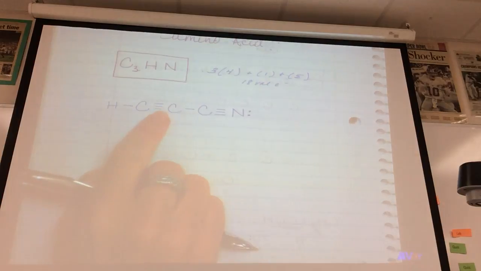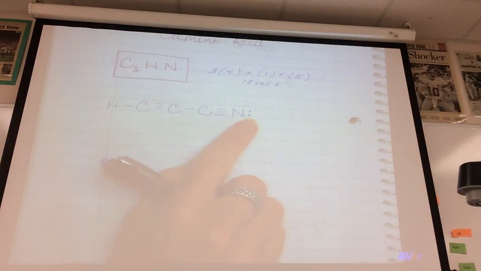2, 4, 6, 8, 10, 12, 14, 16, 18. And this one's not going to have isomers. The reason why I did this here and not above it is when you have a triple bond, you have no choice but to put things in a line, and you'll see that when we discuss shape.